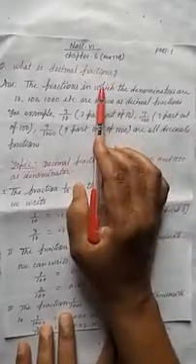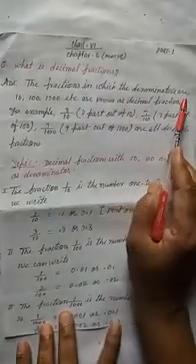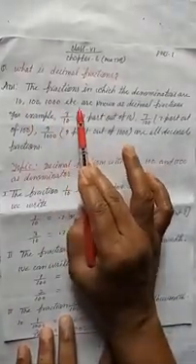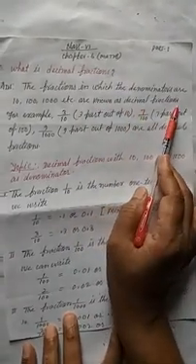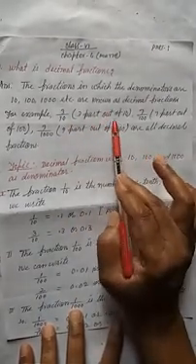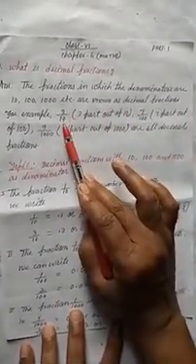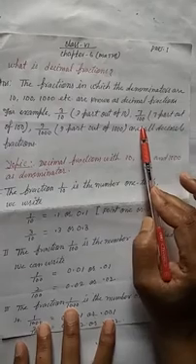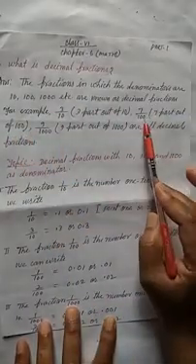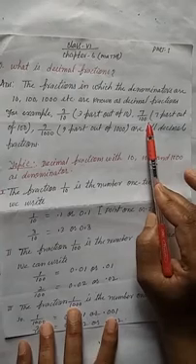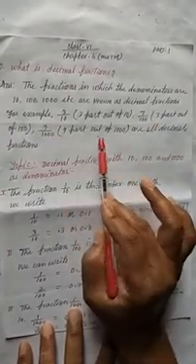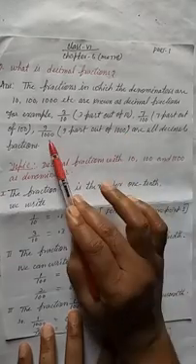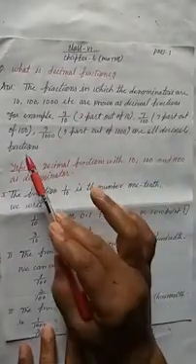Okay students, now what is a decimal fraction? The fractions in which the denominators are 10, 100, 1000 etc. are known as decimal fractions. Let us see by example: 3 upon 10. It means 3 parts out of 10. What is the denominator here? 10. So according to the definition, it is a decimal fraction. Second, 7 upon 100, 7 parts out of 100. The denominator is 100. And 9 upon 1000, 9 parts out of 1000. The denominator is 1000. All are decimal fractions.